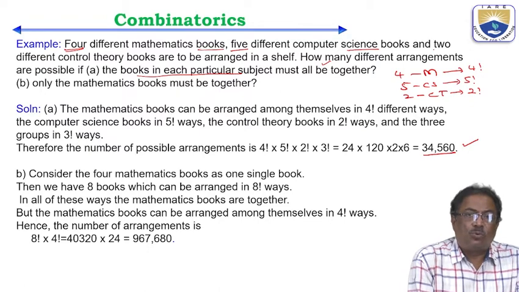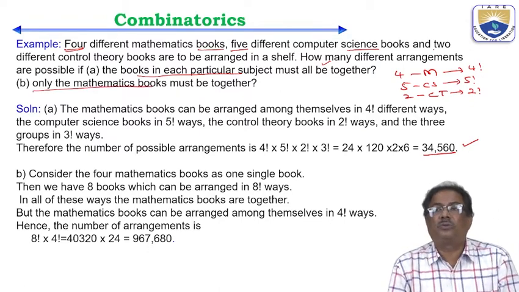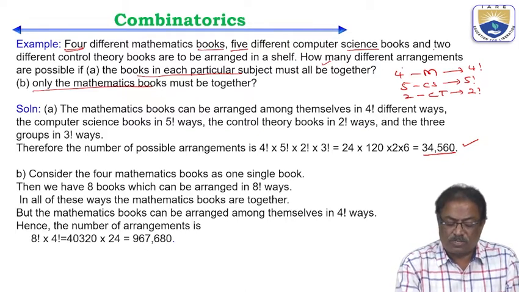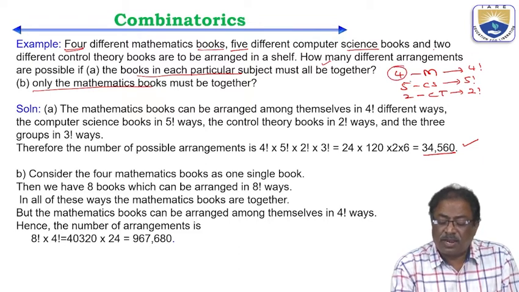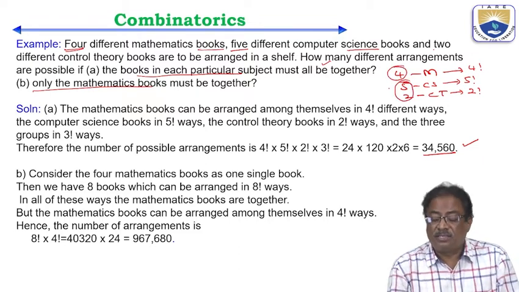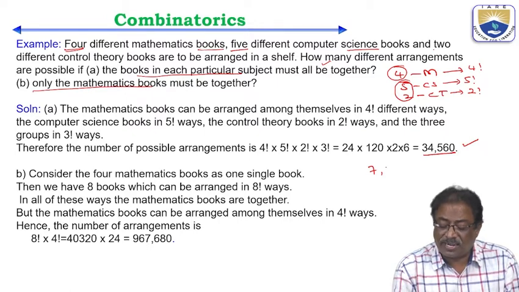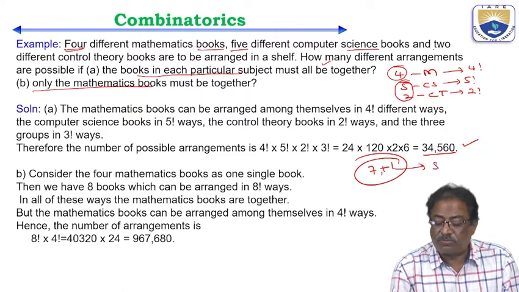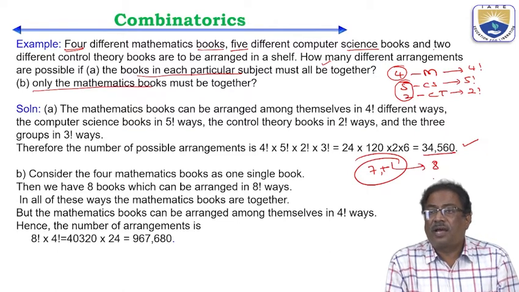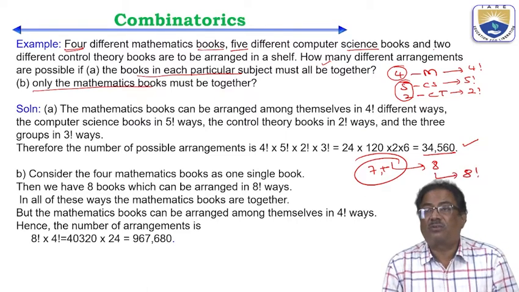And the second one is only mathematics books are together. Only mathematics books are together means I am taking the mathematics books alone separately, and the other books are taken. So this is 7 books, and of course the mathematics books entirely I am considering as one book. So in total there are 8 books. These 8 books I can arrange in 8 factorial ways.